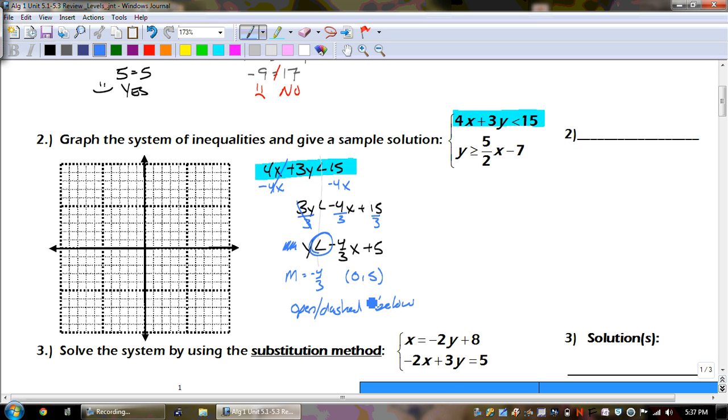Let's go ahead and get started with graphing that. I start at (0, 5), and I go down 4 over 3. Down 4, over 3: 1, 2, 3, 4, 1, 2, 3. We're going to do that in both directions. Up, 1, 2, 3. Now we use our straight edge, our ruler, and connect all those dots with a dashed line. Remember to make sure to have your arrows.